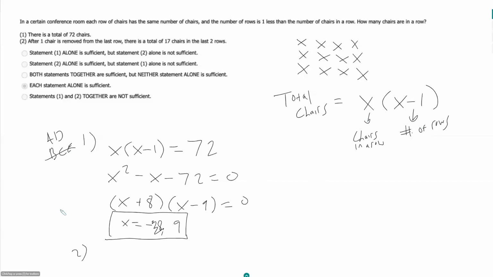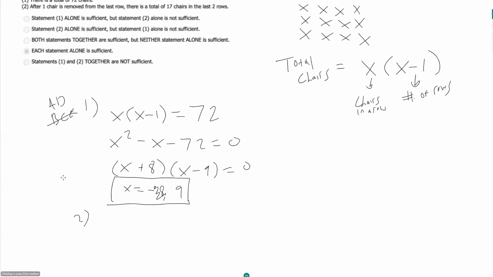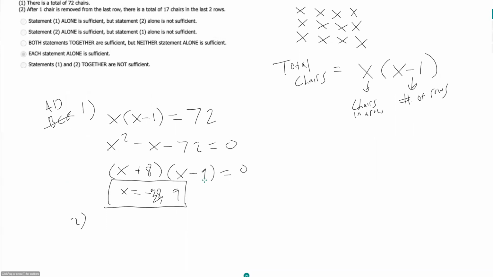Statement 2, after 1 chair is removed from the last row, there's a total of 17 chairs in the last 2 rows. Okay, so previously we had 18 chairs in our last 2 rows, which means if every row has the same amount of chairs, that means this is telling us we have 9 chairs in a row, which is essentially telling us the same thing we got here.